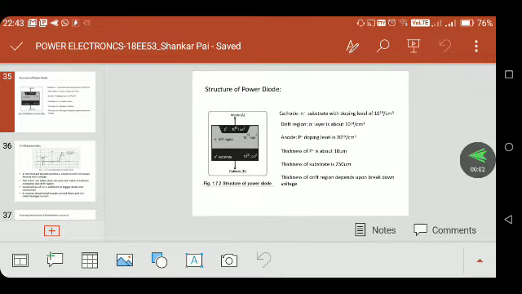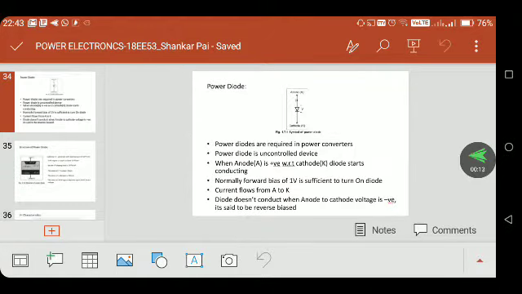Hi, hello students. In today's discussion, we're going to see about power diodes.